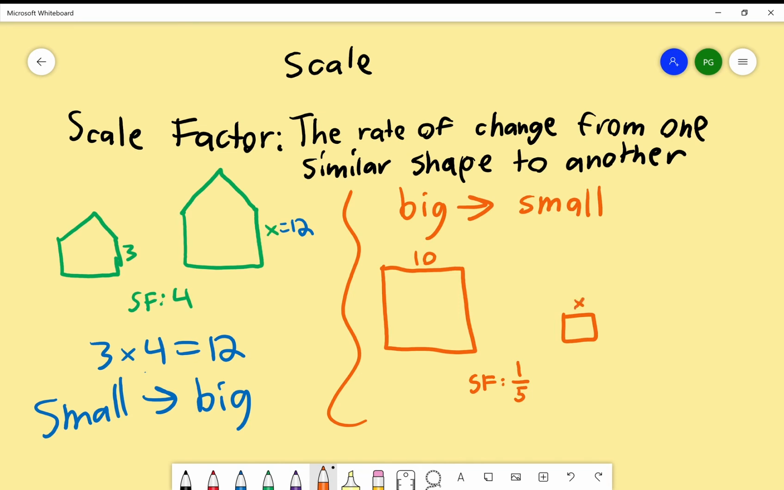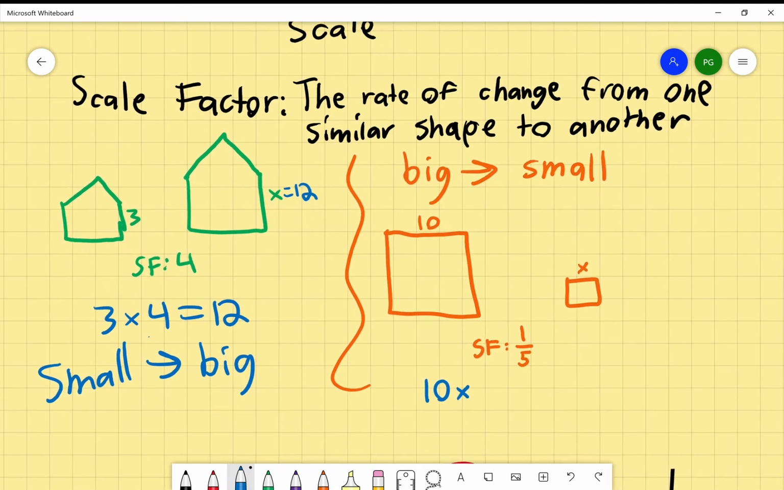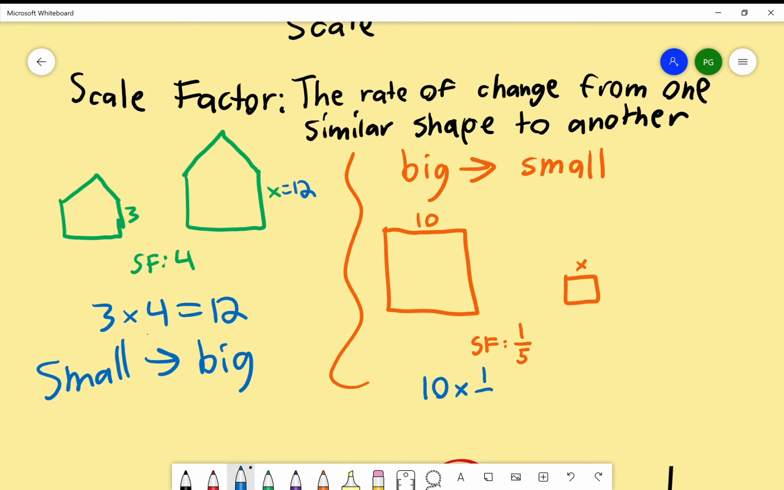So let's mark that with X. All you have to do is multiply. Nothing's changed. You're going to take that 10 and multiply it by 1/5. Now remember, you know how to multiply fractions. You take your 10, you give it a denominator of 1. 10 times 1, 10. 1 times 5, 5. 10 divided by 5 is 2.